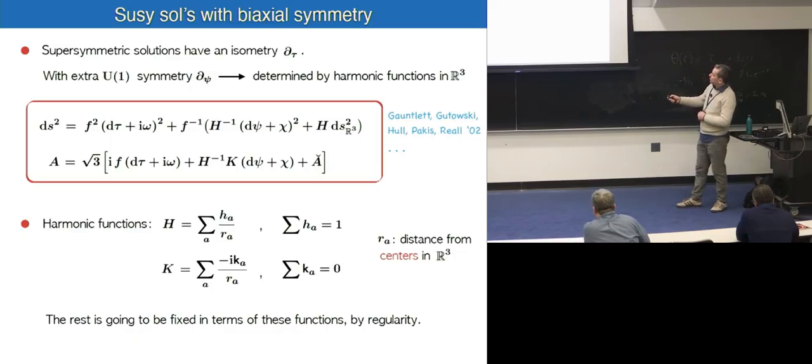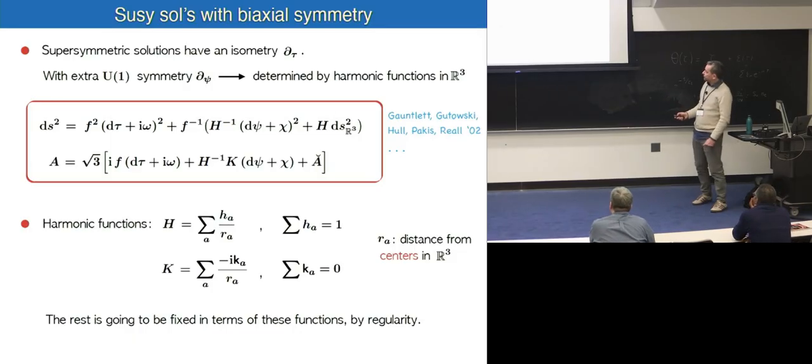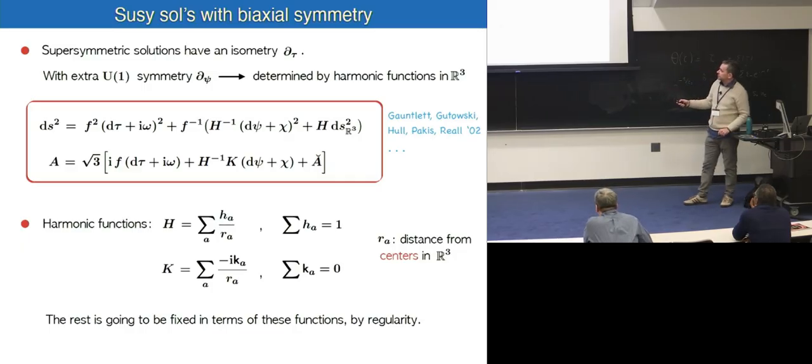This is the local form of the metric. This is the local form of the gauge field. The details are not very important. You see there, this is a time-like fibration over a space of the Gibbons-Hawking form, which also is a fibration over R3. So the important thing is the whole solution is determined by harmonic functions. Here the functions are h and k. There are also two other functions, but they are fixed in terms of these ones in the present context.